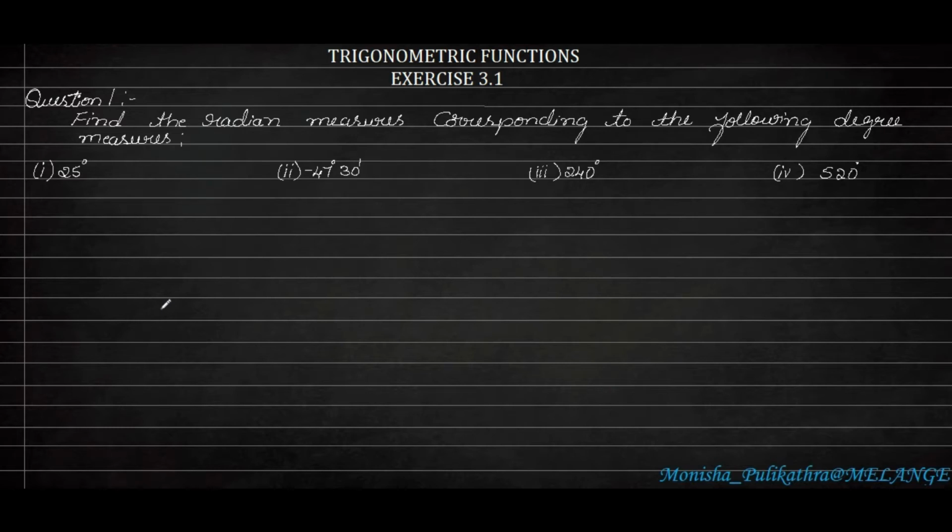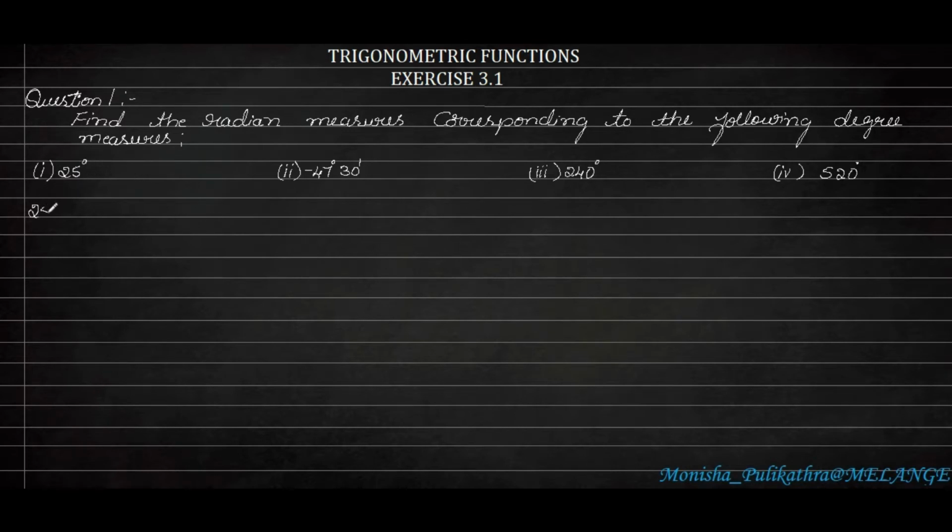We know that the conversion is, if a degree is given, in order to convert degree into radian, we need to multiply it by pi by 180. If we want to convert radian into degree, then we do the reverse, that is 180 by pi. Okay. So here the first question is 25 degree. We need to convert 25 degree to radian measure.